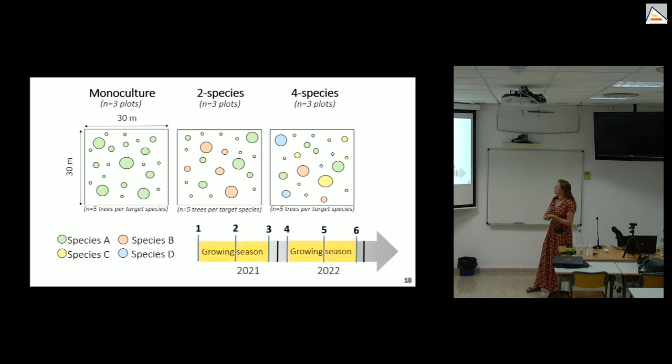And I did the measurements already last year at the beginning, middle, and end of the growing season, and I do it again this year.